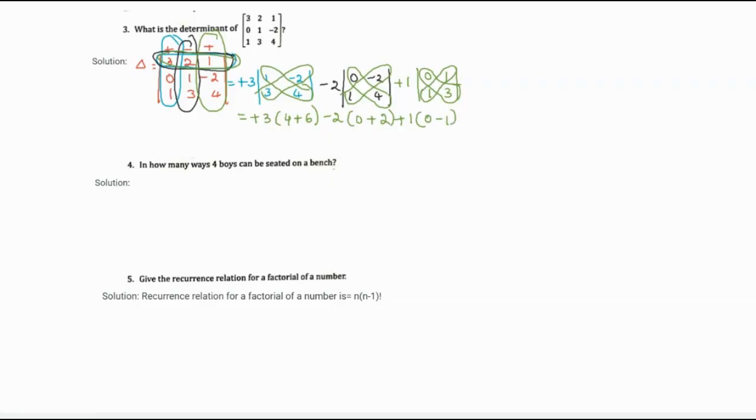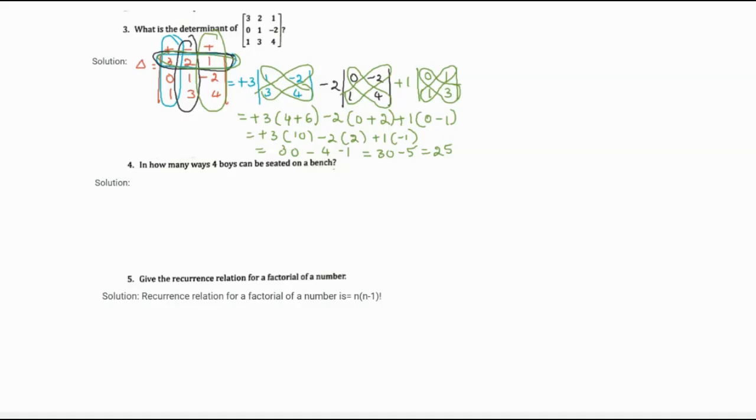So it will be plus 3, 4 plus 6 is 10. Minus 2, 0 plus 2 is 2. Plus 1, it will be minus 1. So 10 threes are 30, minus 2 twos are 4, minus 1 ones are 1. If it is 30 minus 5, it is 25. So the determinant value of the given matrix is 25.